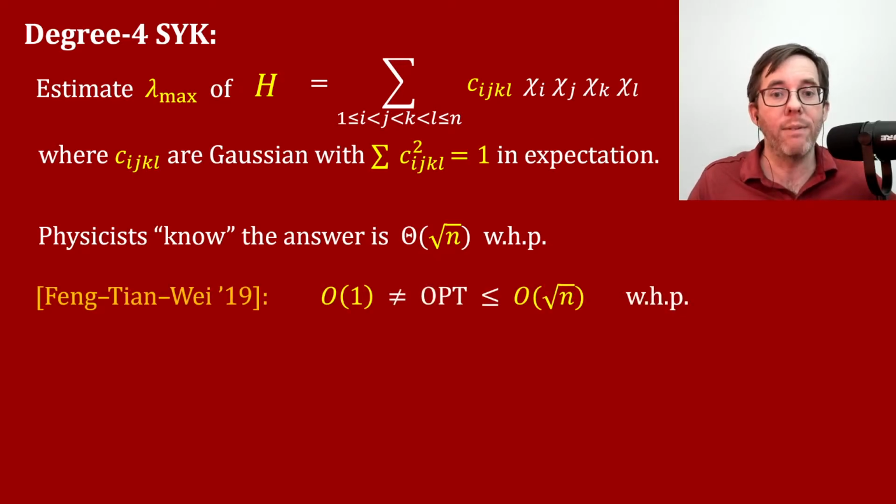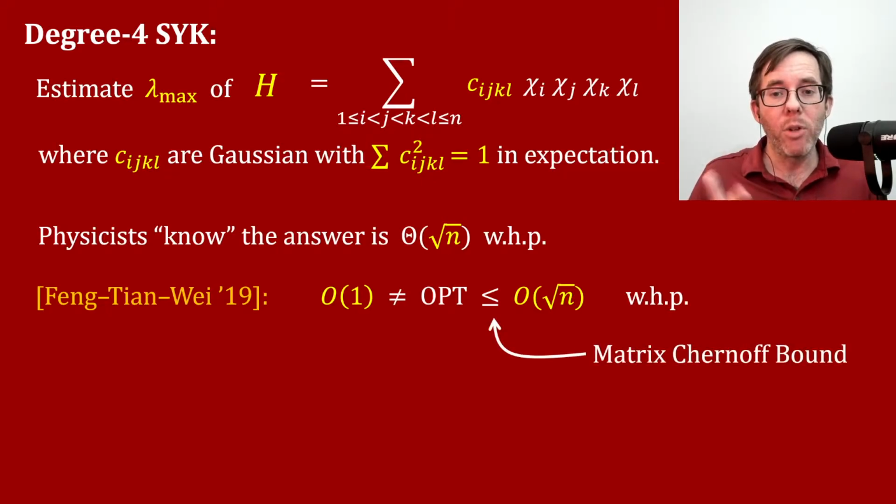In 2019, Feng, Tian, and Wei verified the upper bound that the maximum eigenvalue of H is at most order square root n with high probability. As for the lower bound, they didn't explicitly state any result, but you can infer from their paper that opt is not constant, like it's little omega of 1 with high probability.